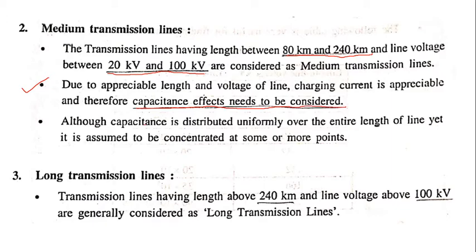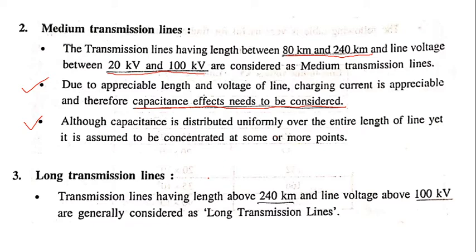Now, although capacitance is distributed uniformly over the entire length of the line, yet it is assumed to be concentrated at the source or concentrated at some one or more points. It is distributed on the transmission line, but we can concentrate it at some points only. So at that time we are only going to consider point capacitance.